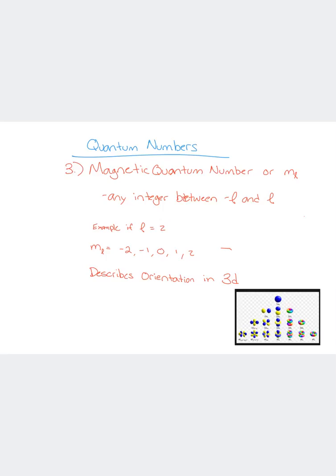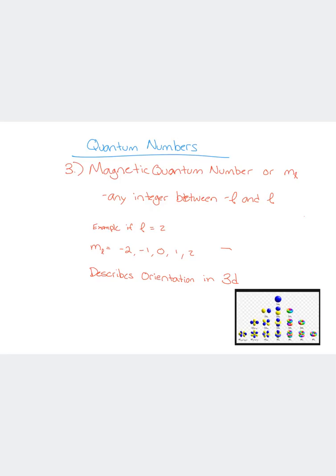The third quantum number is the magnetic quantum number, or m sub L. This one is a little bit more abstract to think about because it can be represented by multiple values. And these values are in a range anywhere between negative L and L.